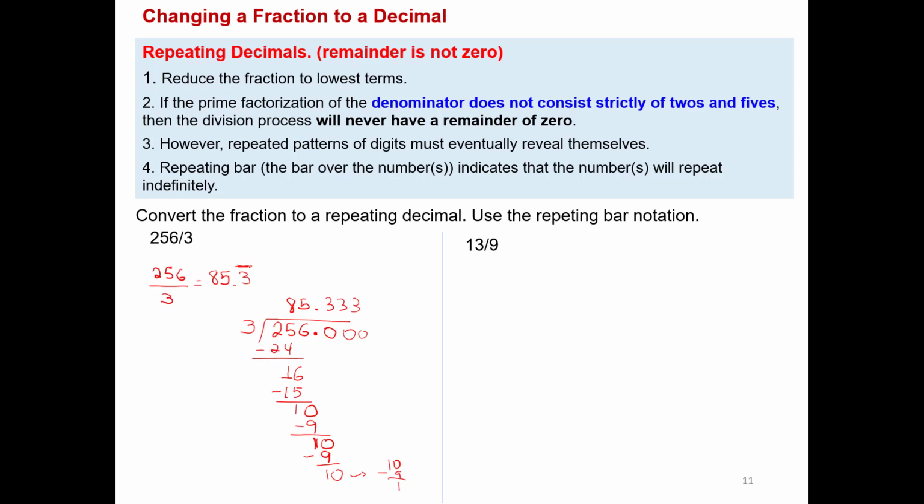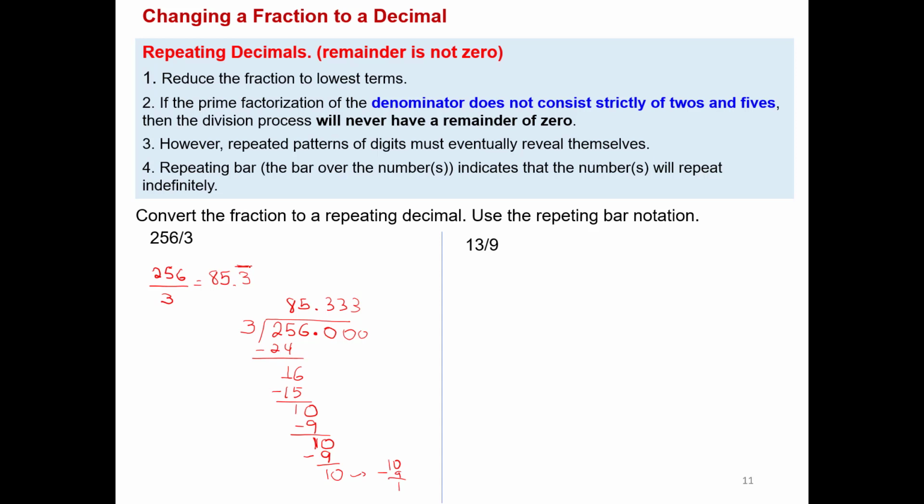And 256 divided by 3 equals 85.3, and on the 3 we just put a bar on top. That is, we put a bar over the number, and this means the 3 will be repeated indefinitely.